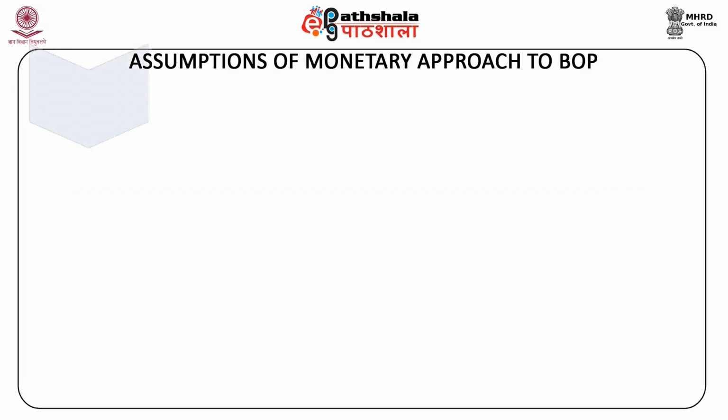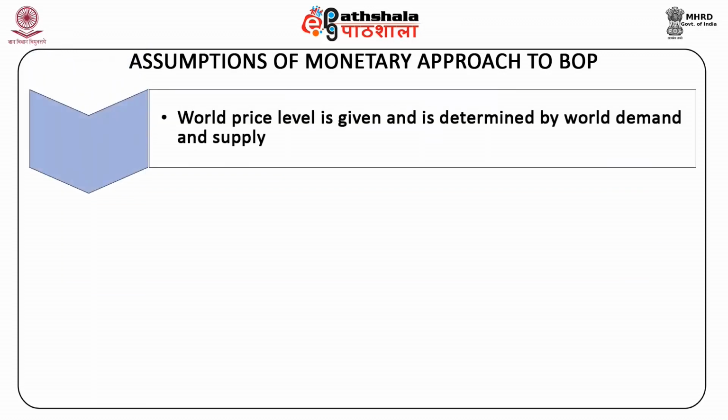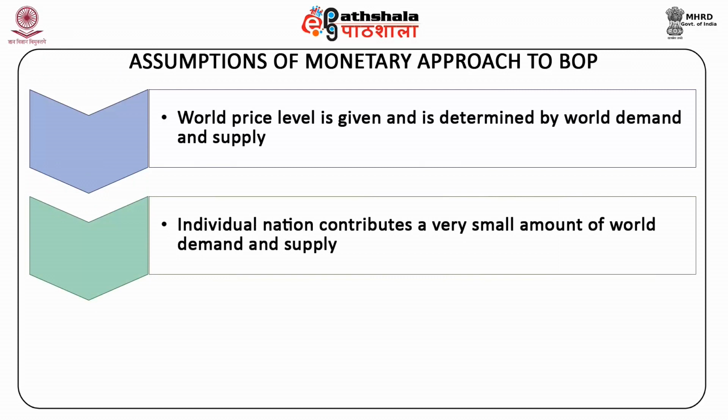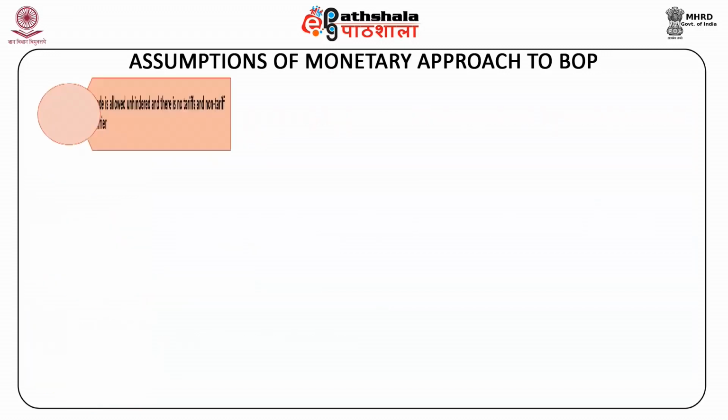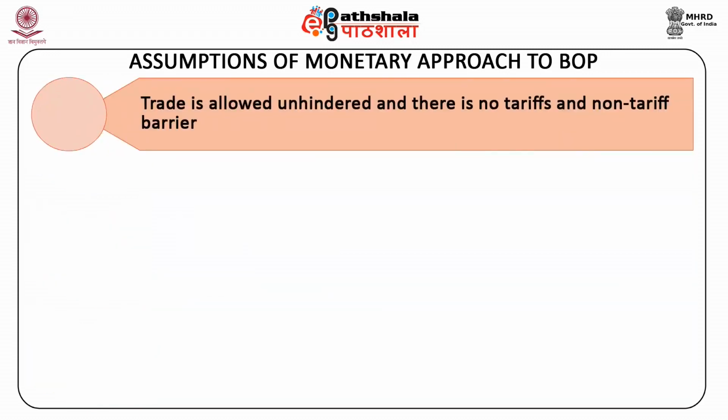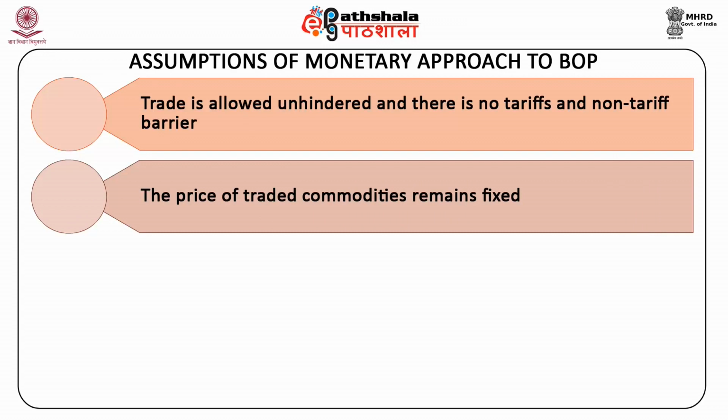assumptions. First, the world price level is given and is determined by world demand and supply. Second, the individual nation contributes a very small amount of world demand and supply. Third, the goods are traded free and there is zero transportation cost for imports and exports at world determined price level. Fourth, trade is allowed unhindered and there are no tariffs and non-tariff barriers on the free movement of goods across national boundaries. Fifth, the price of traded commodities remains fixed.